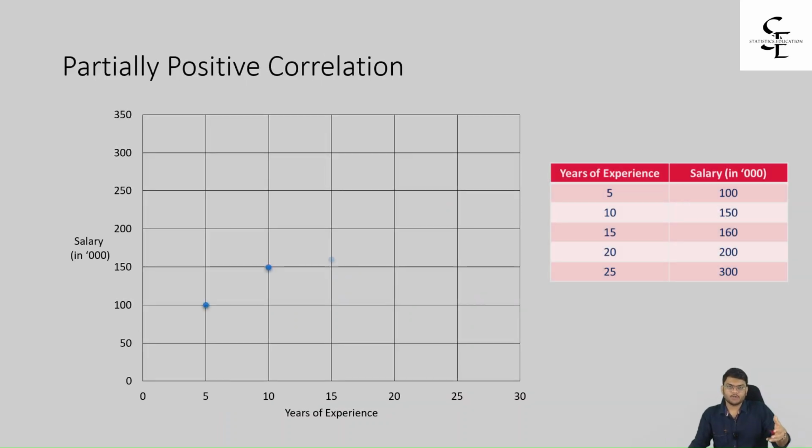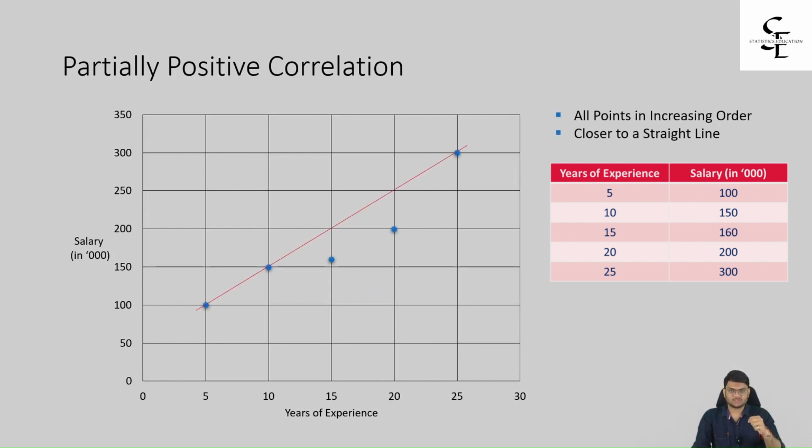Now let's move on to the partially positive correlation. In partially positive correlation, when one variable increases, the other one tends to increase, but not in a perfectly proportional or linear manner. The data points on the scatter diagram will generally trend upwards, but they won't form a perfect straight line. Now let's understand this with the help of an example.